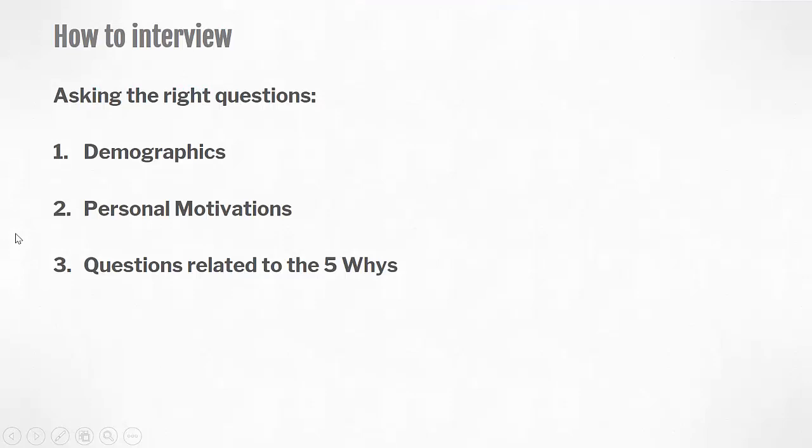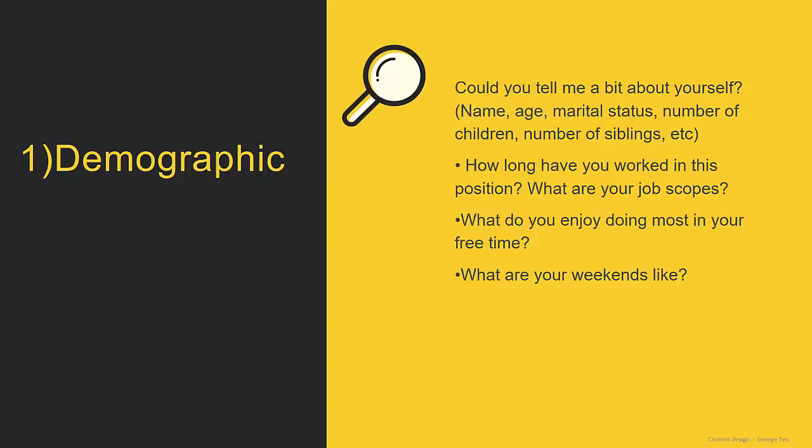Okay, so what are the three sections that we need to ask? We need to talk about their demographics, what are some of their personal motivations, and finally, questions related to the 5 whys. So in terms of demographic, we will generally ask them to tell us a bit about themselves, their name, age, marital status, maybe what course they are studying, what they are working as. All these will come under demographics.